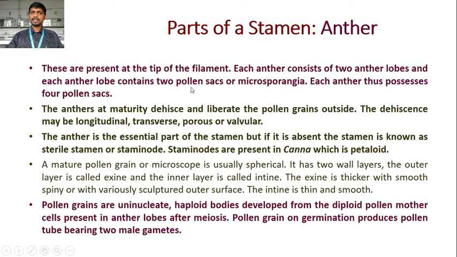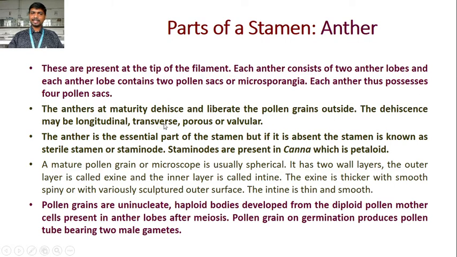Each anther lobe contains two pollen sacs or microsporangia. Each anther thus possesses four pollen sacs. So there are two anther lobes, and each anther lobe contains two pollen sacs or microsporangia. So each anther thus possesses four pollen sacs, 2 into 2, that is 4.